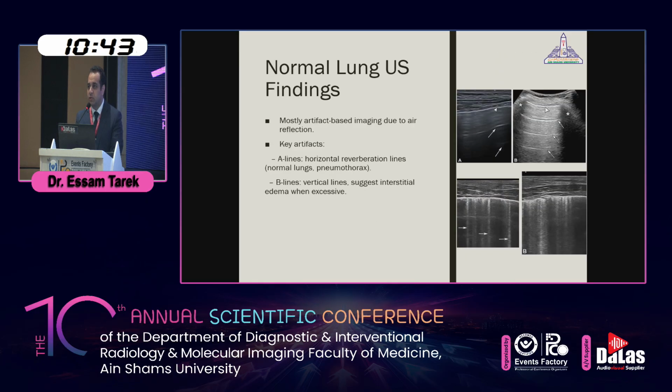For the sake of time, I'm not going to mention all the artifacts of the lung. Unlike many imaging techniques, lung ultrasound mainly detects artifacts, not the normal anatomy. We have two main artifacts. The first is the A-line, which appears as horizontal lines. This is actually the reflection between the air and the pleura. As you can see, we have multiple horizontal lines.